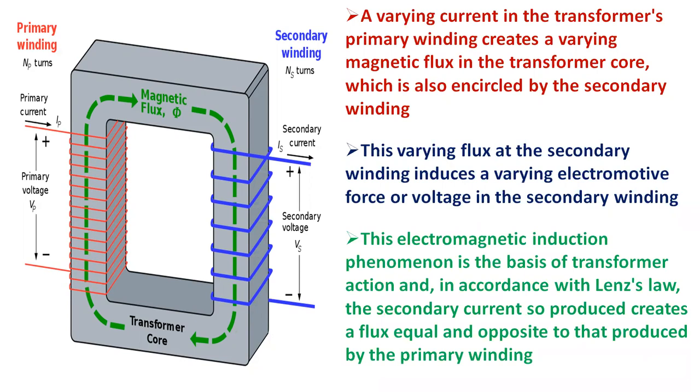This electromagnetic induction phenomenon is the basis of transformer action, and in accordance with Lenz's law, the secondary current so produced creates a flux equal and opposite to that produced by the primary winding. The windings are wound around a core of infinitely high magnetic permeability, so that all of the magnetic flux passes through both the primary and secondary windings. With a voltage source connected to the primary winding and a load connected to the secondary winding, the transformer currents flow in the indicated directions, and the core magnetomotive force cancels to zero.